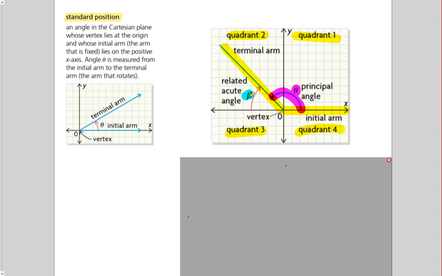And our related acute angle is this one right here, and we use a beta for that, usually. That's the traditional way it's labeled. So you're going to see that. If you're doing questions related to this, you're going to see them described as theta and beta. So principal angle and related acute angle.